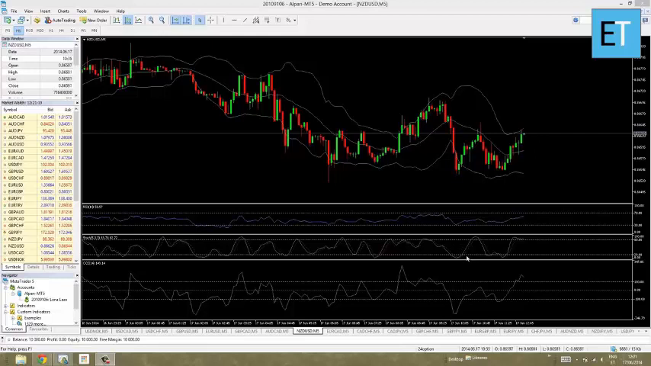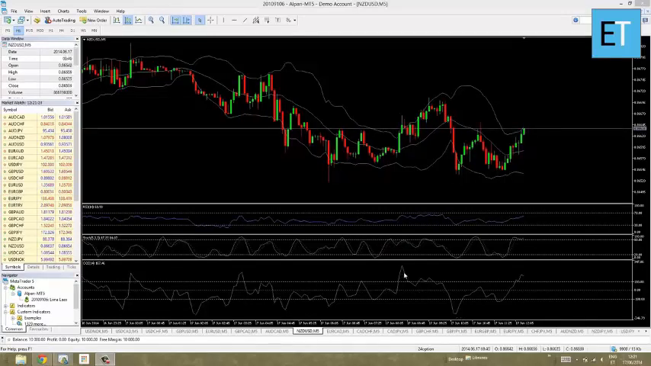The stochastic indicator, I'm looking for a crossover on the right hand side, preferably under the markers of 20 and 80. And the CCI, I'm looking for it to be either as high or low as possible. I would want it to be at least over 150 or lower than minus 150.